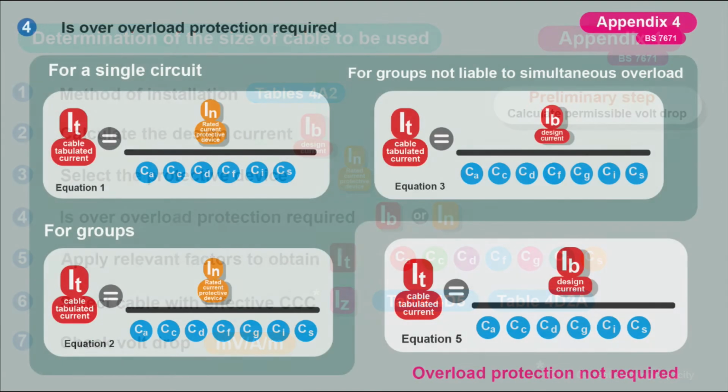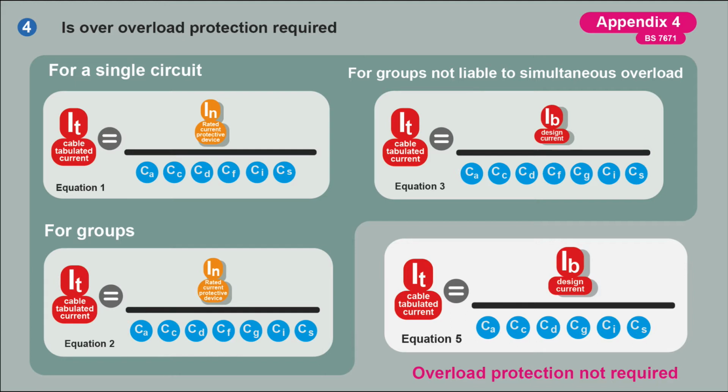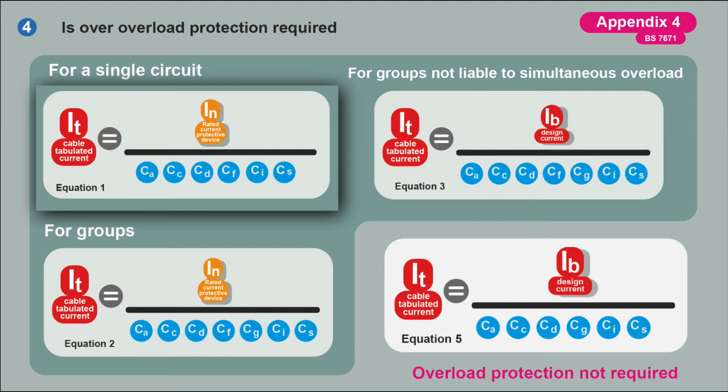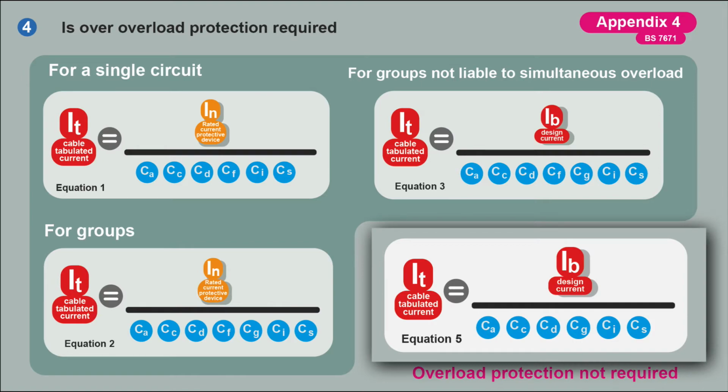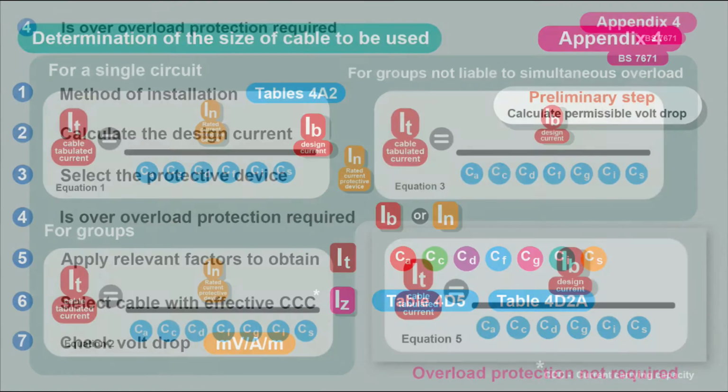Is overload protection required? Appendix 4 of BS 7671 gives us various equations. So we have equation 1, which is for a single circuit. Equation 2, which is for groups. Equation 3, which is for groups not liable to be simultaneously overloaded. And equation 5 is when overload protection is not required.